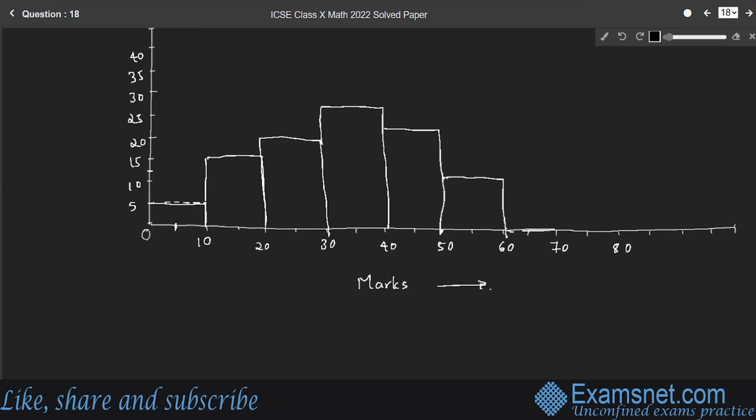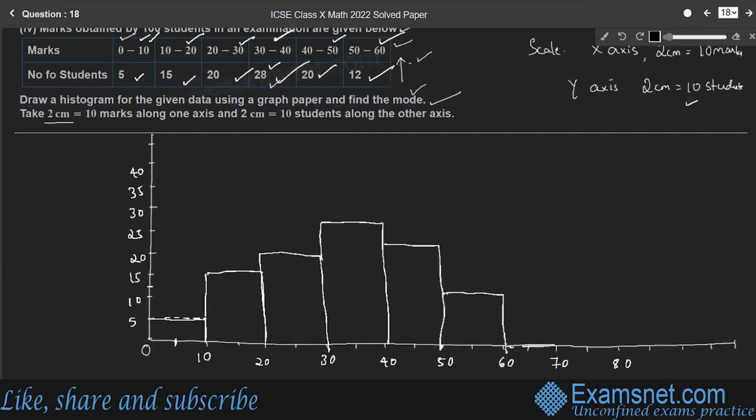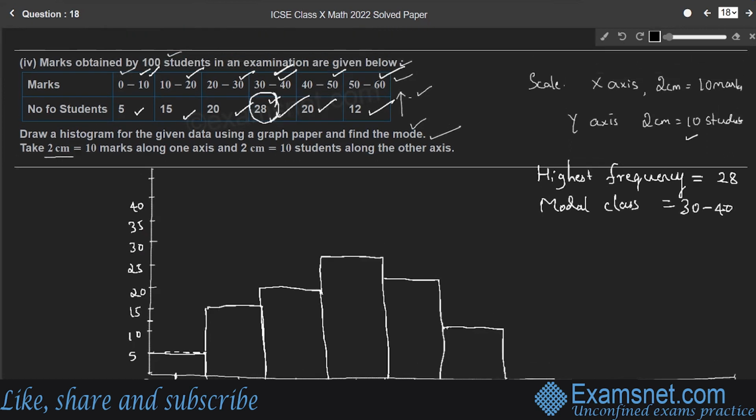So how to find the mode? Mode is nothing but the value or data of the term that occurs the most often. Therefore, the mode of the distribution lies in the range 30 to 40, the class interval of highest frequency, which is 28. The modal class is 30 to 40.